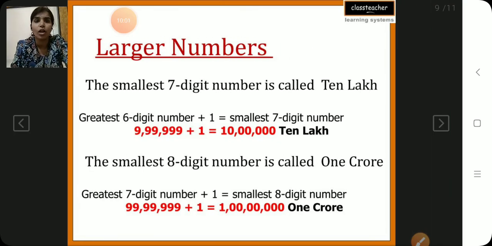Next, larger numbers. The smallest 7-digit number is called 10 lakh. The greatest 6-digit number is 9,99,999, plus 1 is equal to 10 lakh. And the smallest 8-digit number is called 1 crore. How do we make 1 crore? Greatest 7-digit number plus 1. The greatest 7-digit number is 99,99,999, plus 1 is equal to 1 crore.